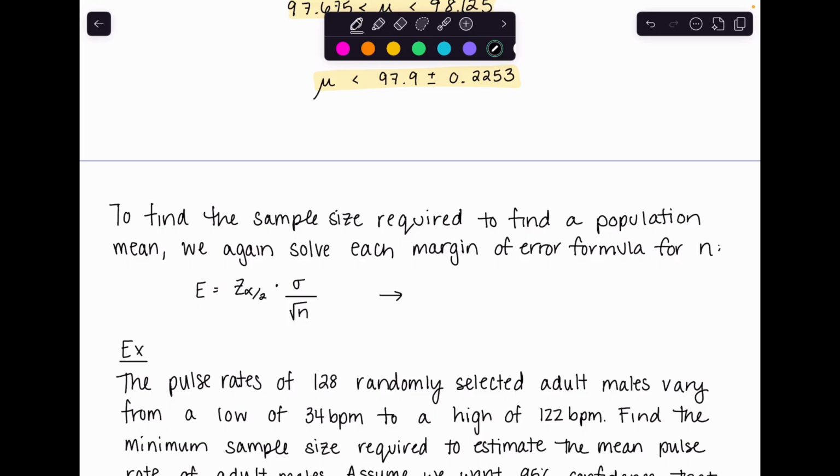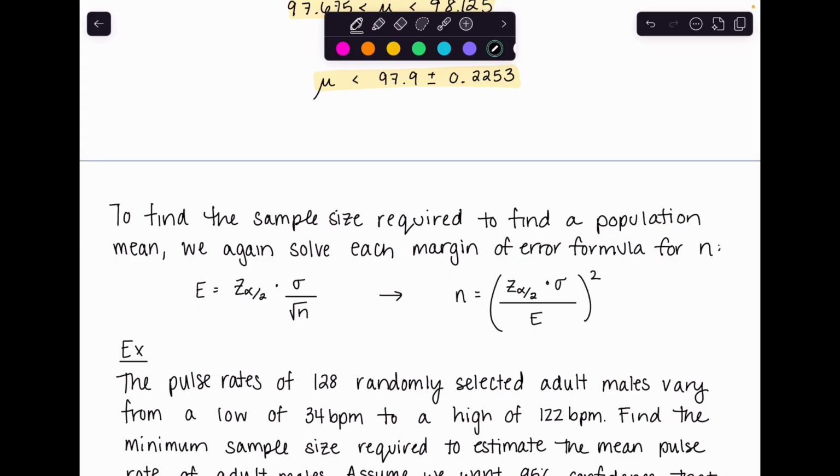If you were to solve this, you again want to solve for n, so you'd bring this to the other side, divide by e, and then to get rid of the square root, you square everything. So really it just ends up with a bunch of stuff squared. The sample size that you need is whatever that critical z value is, times sigma divided by e, and then we go ahead and square it, okay?